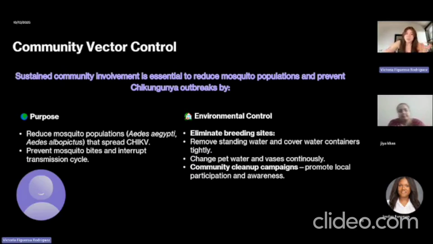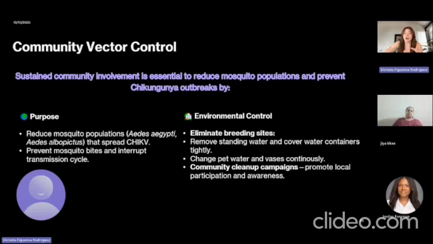So our purpose with the community control is to reduce those mosquito populations. In this case, we're talking about the two species that actually can give you chikungunya and interrupt their transmission cycle. If they're already in our community, we want to avoid them continuing to reproduce.